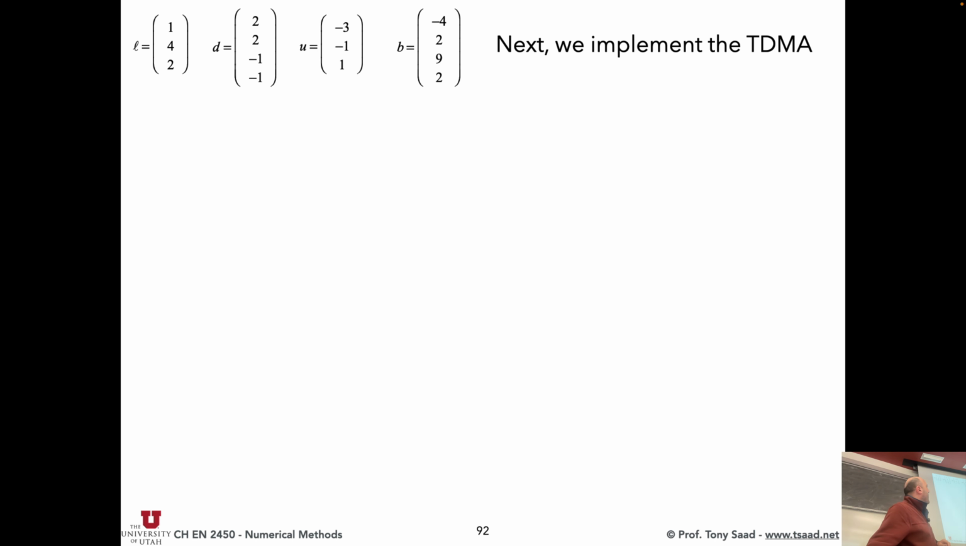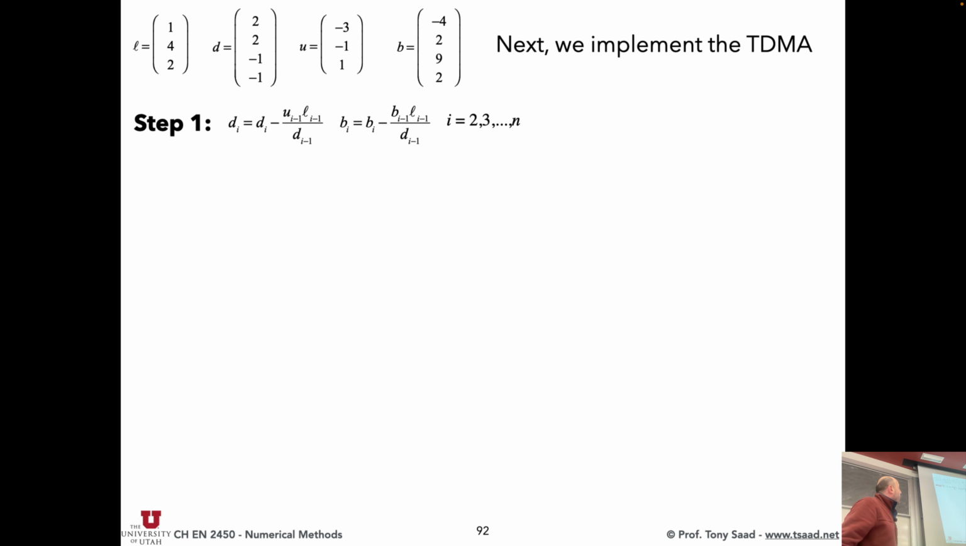Next, you implement the TDMA. Step 1 is converting the matrix into an upper triangular one. I know you could do it just by looking at the matrix, but I don't want you to do it that way because you need to learn this process so that you can do this in Python. Python is not going to know how to make it an upper triangular matrix by visually looking at it and adjusting the coefficients. It implements the formula that I gave you, okay? So step 1 is converting the di's and the bi's, or doing the D prime and the B prime.